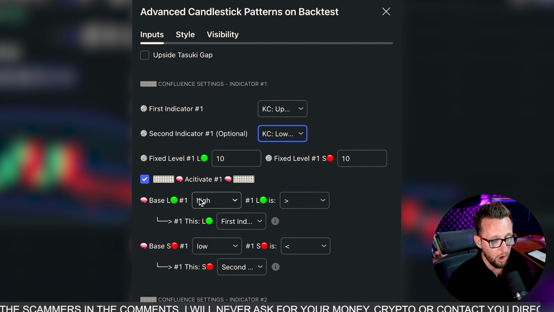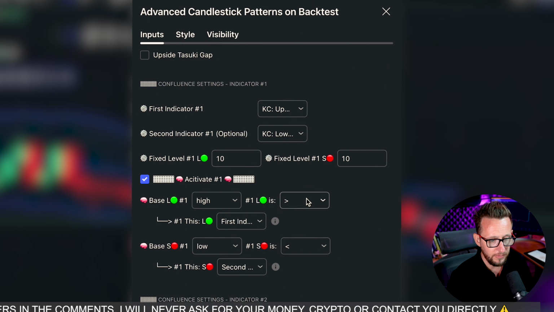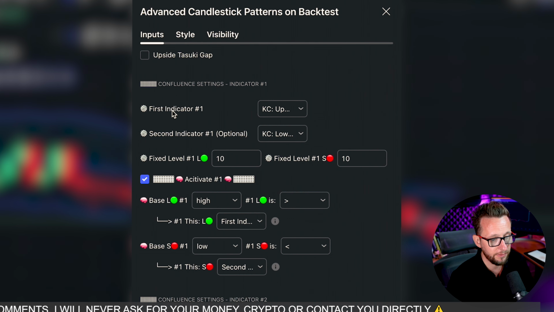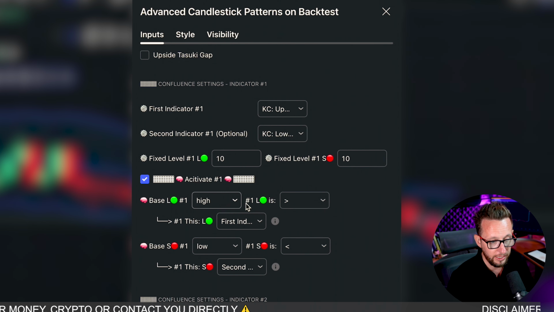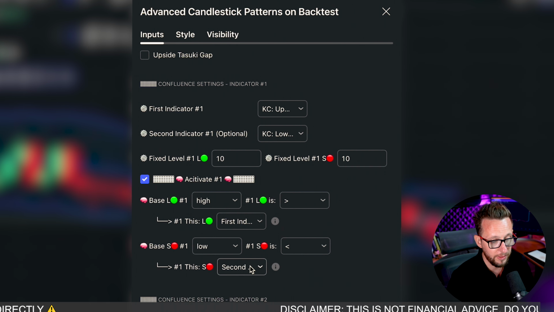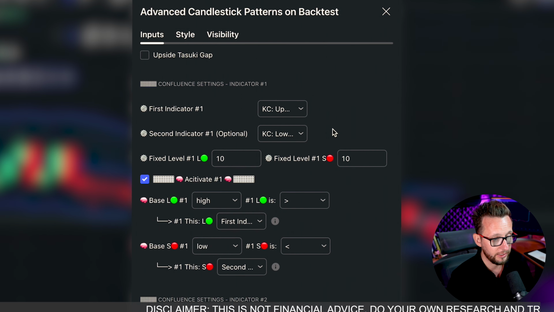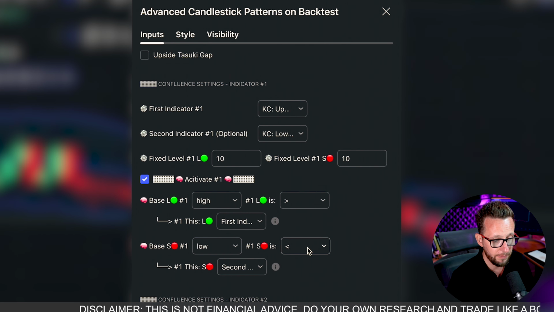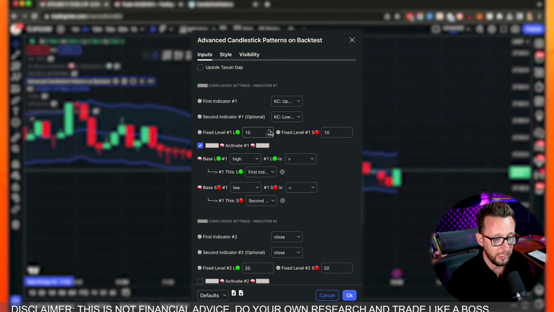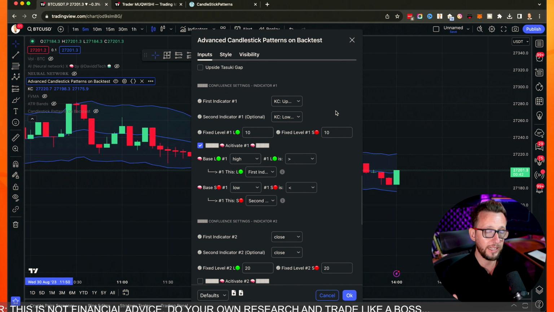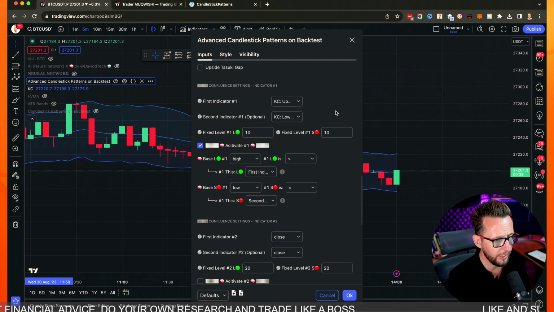So when the high of the candle, so you can choose high here, is above the first indicator, which is equal to the Keltner channel because we selected it up there, we take a long because they're green candles here. Now, if the low has broken below the second one, being the lower Keltner channel, we take an entry. So we're taking entries only now thanks to that, which allows us to backtest our trading strategy much better. So we're going to let it load here.